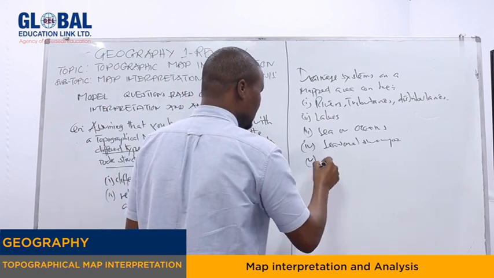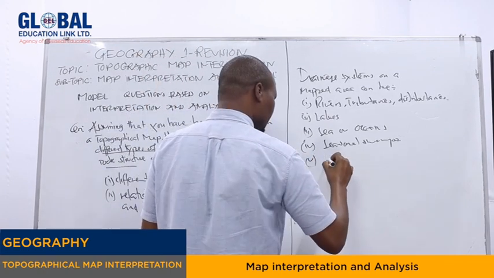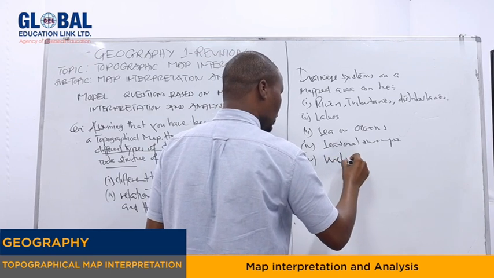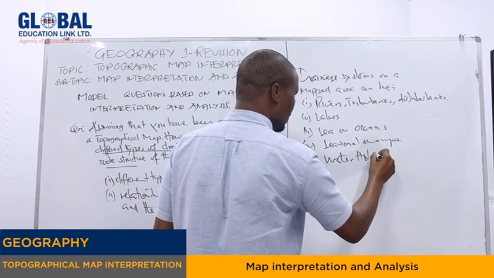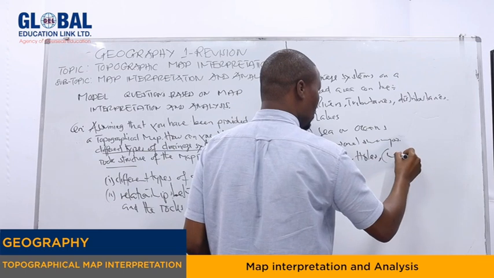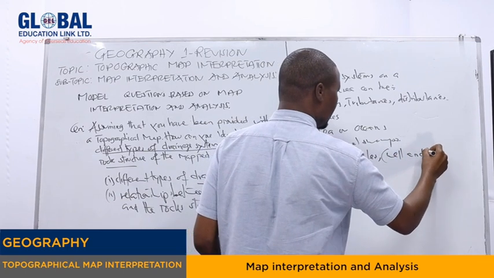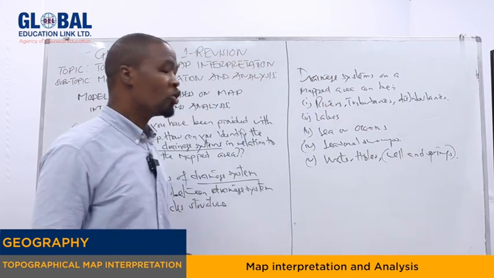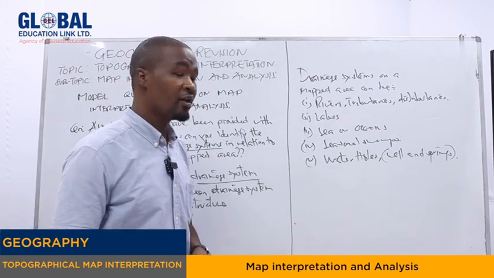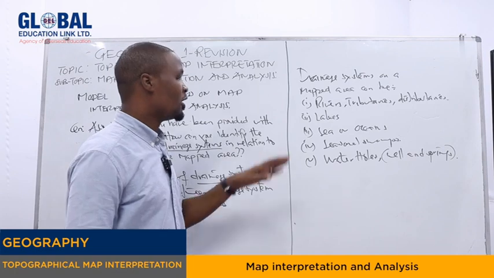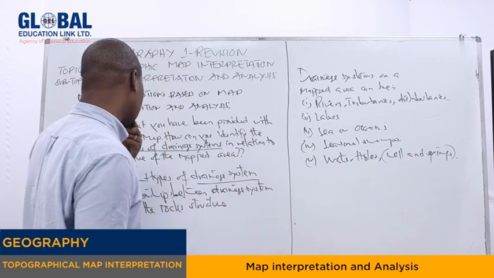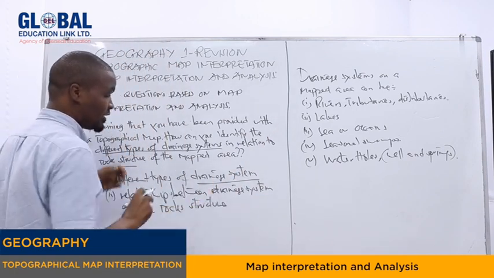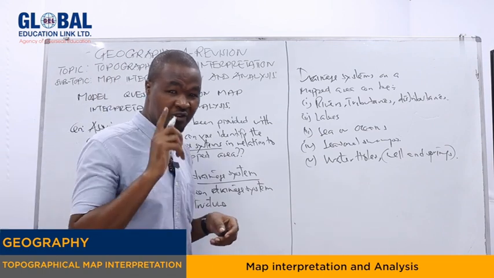Or sometimes the drainage system can be the presence of water holes. Right here we are talking about wells and spring. You see, these are most of the drainage systems that we may find on our mapped area. But the question is different types of drainage system.